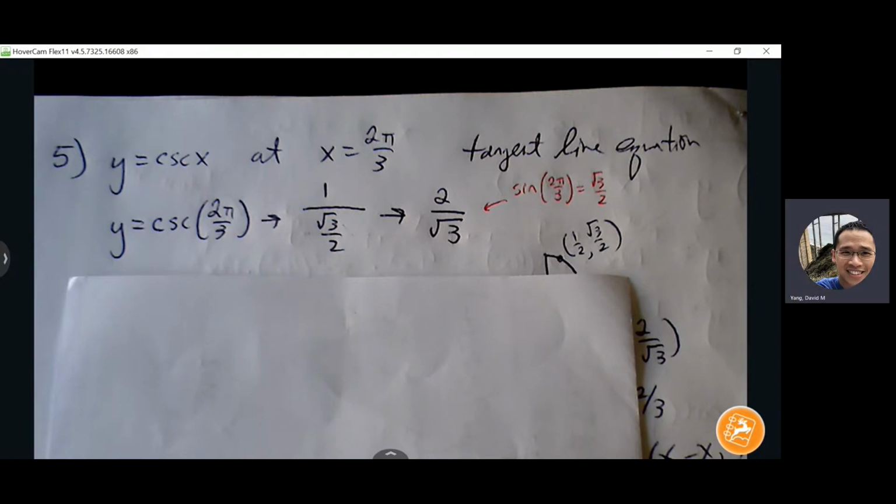Next up, we can find the derivative. Negative cosecant u cotangent u times u prime. Replace all the x's with 2 pi over 3. Get it down to a number, and that will be our slope.